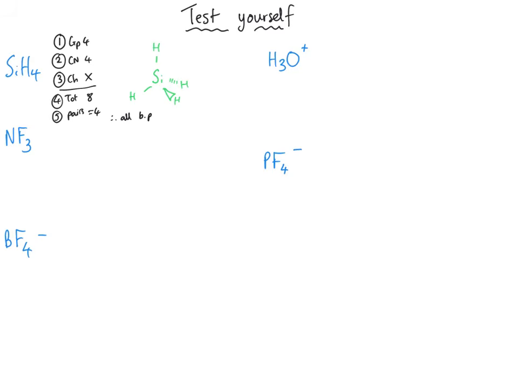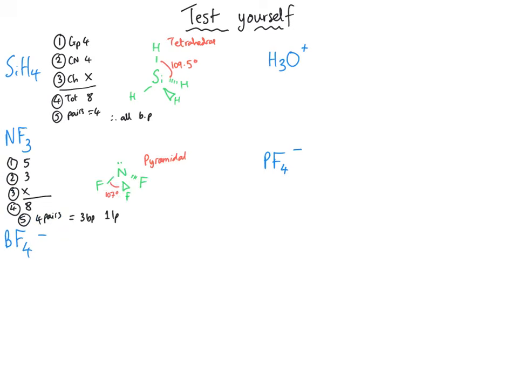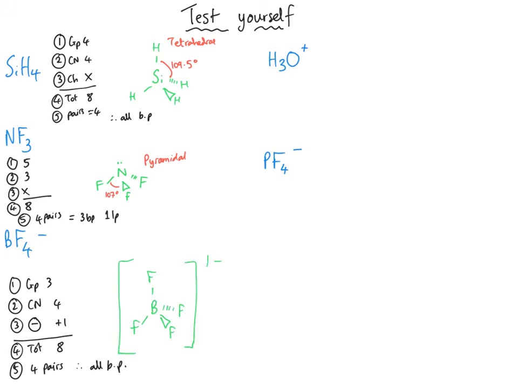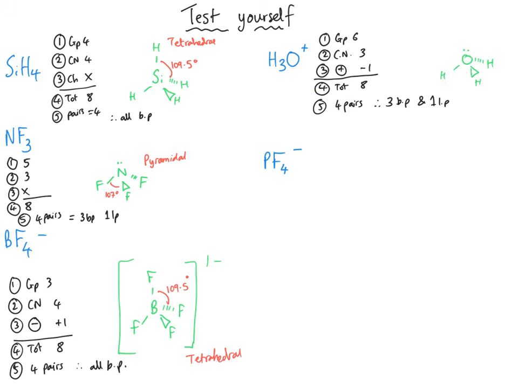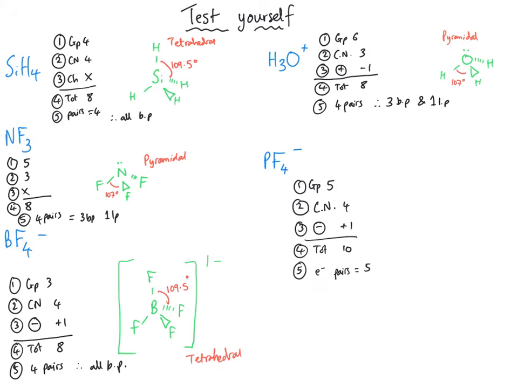Okay, so here are the answers popping up. SiH4 is tetrahedral with a bond angle of 109.5. NF3 is just like NH3, so it's pyramidal with a 107-degree bond angle. BF4- is also tetrahedral because normally B has only got 3 electrons, so we've got 8, so this is tetrahedral, 109.5. H3O+ is like ammonia as well, so that's pyramidal, 107 degrees, and PF4- is like trigonal bipyramidal, but we've lost one of the bonds and it's become a lone pair. To be honest, you would be able to replace any of the bonding pairs with a lone pair here.